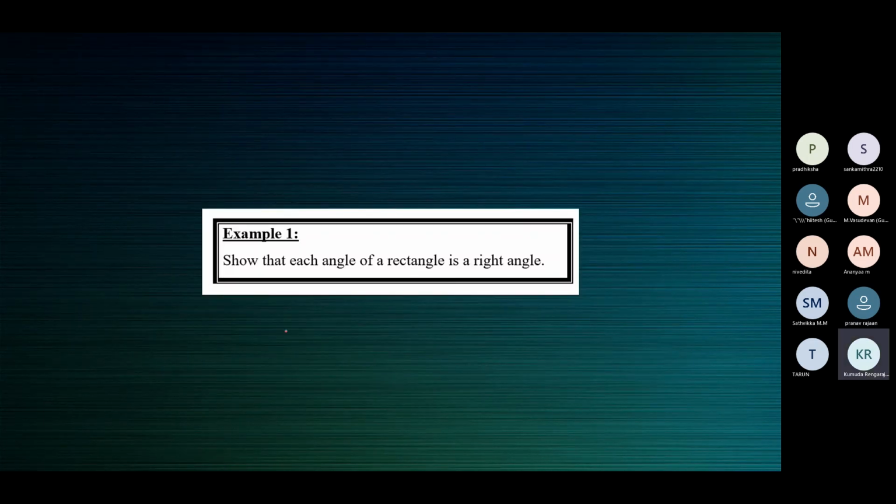All right. So show that each angle of a rectangle is a right angle. We are given it's a rectangle, so I can draw the quadrilateral in the shape of a rectangle. It's a rectangle.